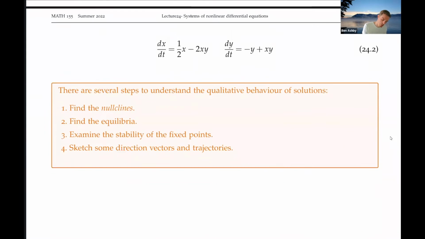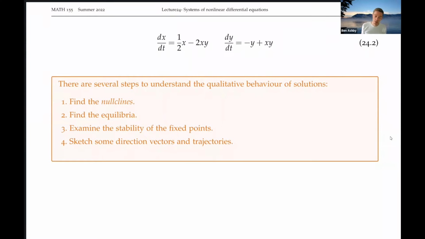Okay, so let's look at a specific case of this model. We're just going to plug in some numbers here for our different parameters. And what we're going to do is draw phase planes to understand what's going on. The phase plane will tell us about the qualitative behavior of our solutions, so we just want to essentially have an informed sketch of what's going on.